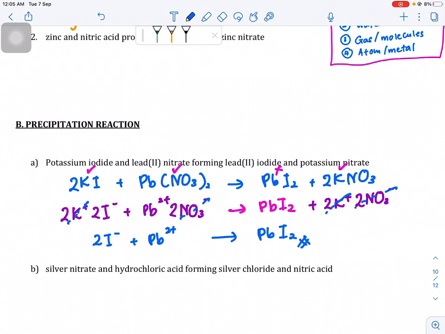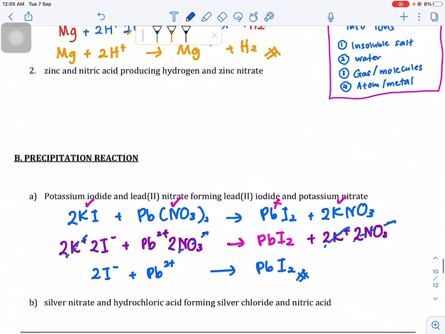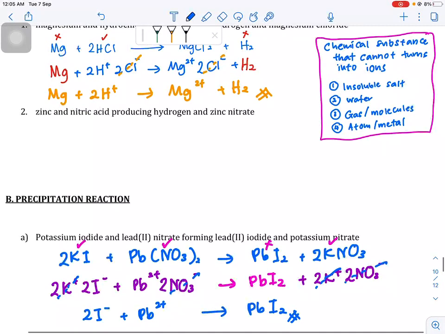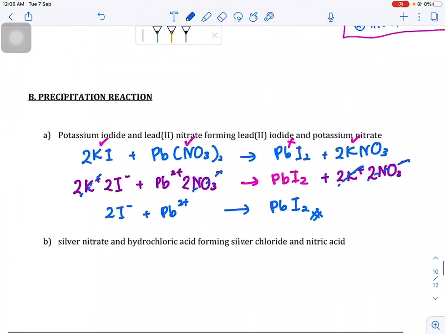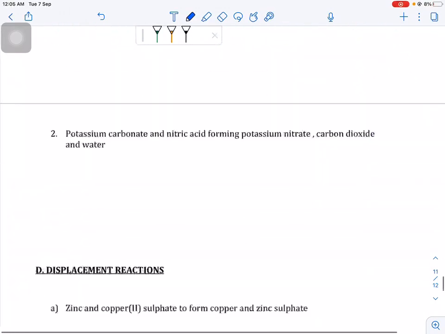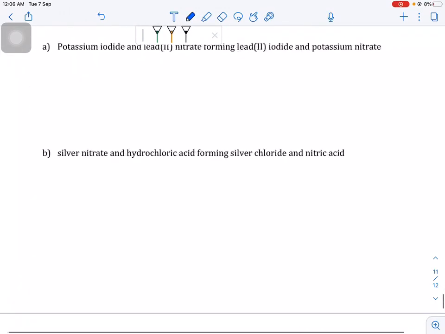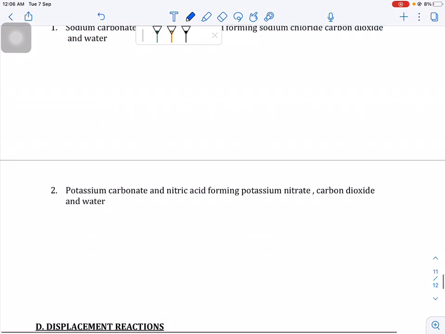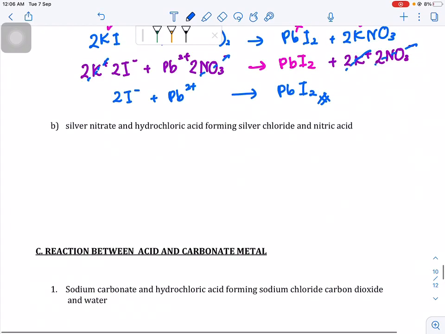Okay, so what is the most important thing is you know how to write chemical equation very well, and you know the list of the substance yang tak boleh pecah kepada ions, and then that's going to be easy for you. Okay, so you can try this question from your Nilam module, and also you can discuss with your teacher.